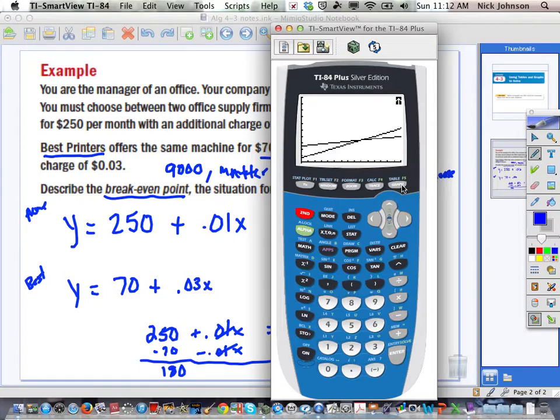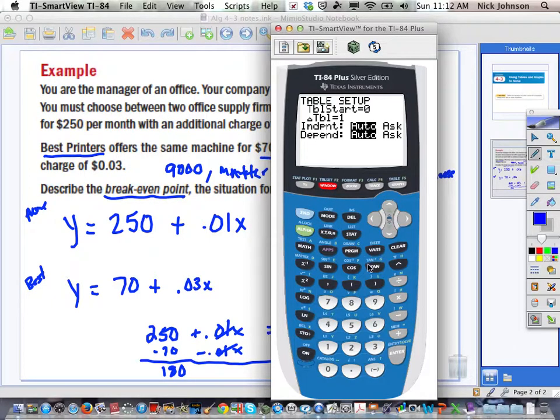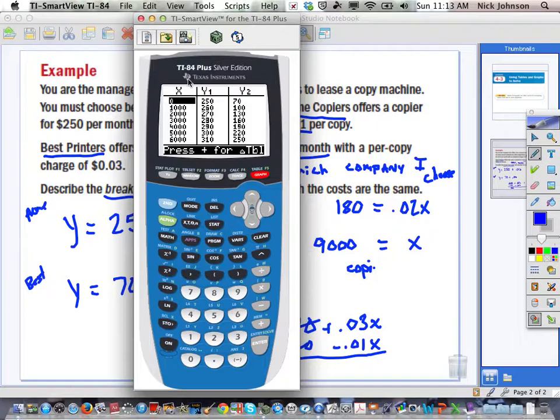And if we go to my table, which I like tables a little bit better, I'm going to go to my table setup. But let's just go up by thousands just to make our lives easier. And hit second function table. But this is important. This is what I want you to look at. If you notice at 0, Acme's, that's my Y1, is at 250. My best is at 70. So if you scroll through here, this is what it's going to cost you. If you make 0 copies, it's going to cost you 250. It's going to cost you 70. If you make 1,000 copies, it's going to cost you 260. It's only going to cost you 100.